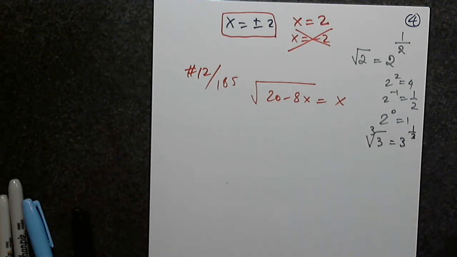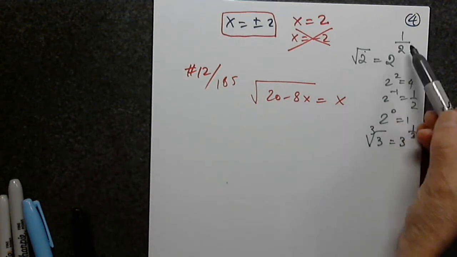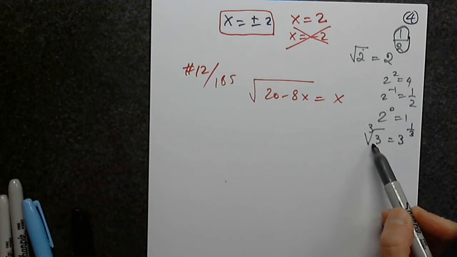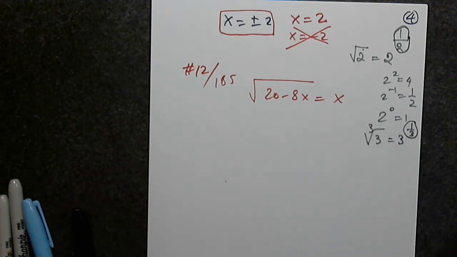Very good. So please remember, any radical represents an exponent that is a power, an exponent that is a fraction. Say it one more time. Any radical is a fractional exponent. All radicals represent exponential notations with a power that is a fraction.